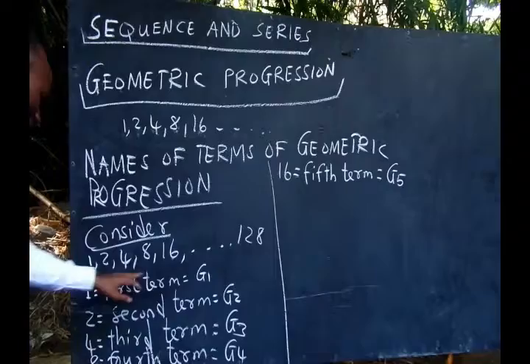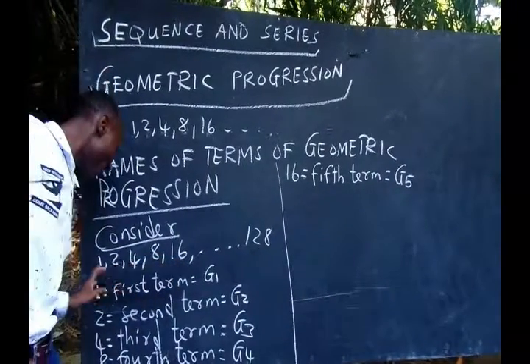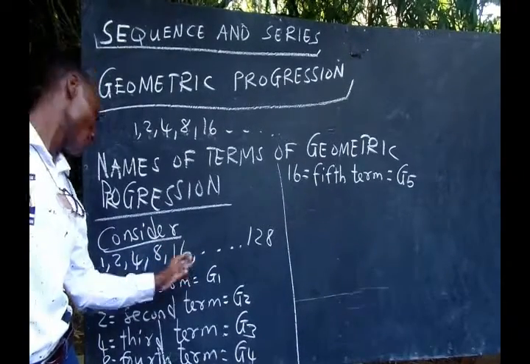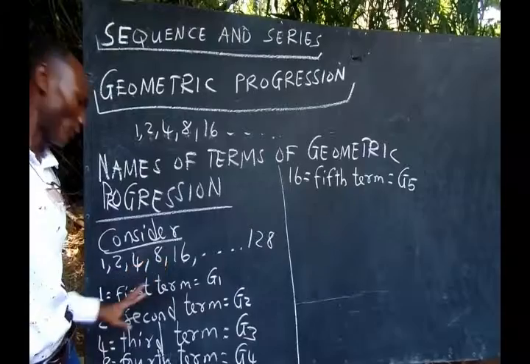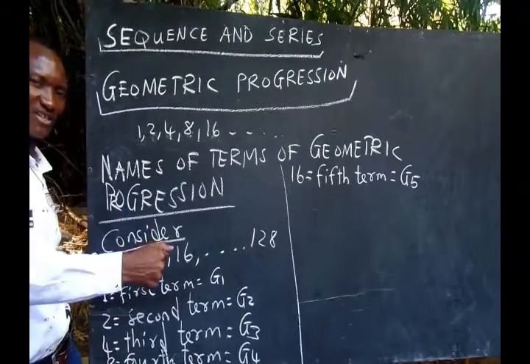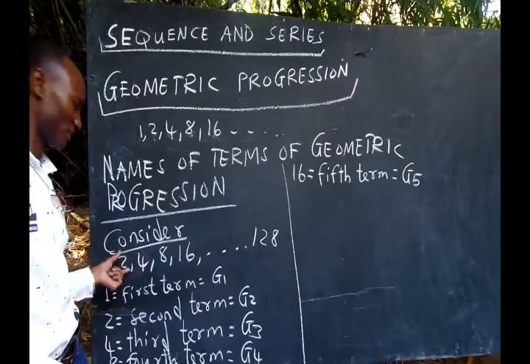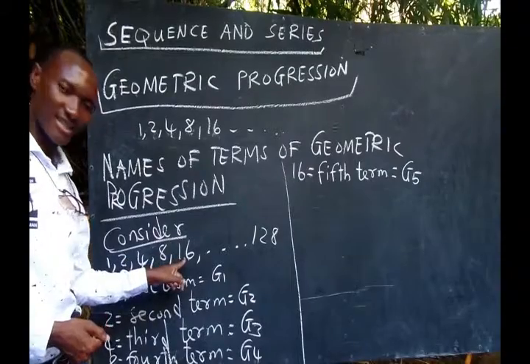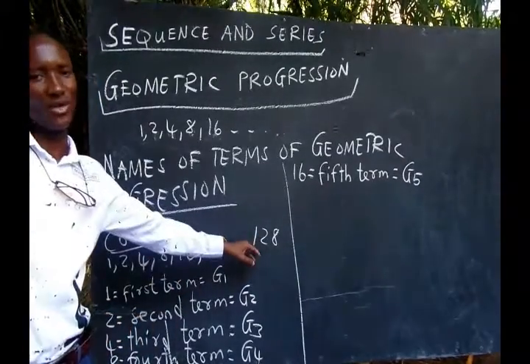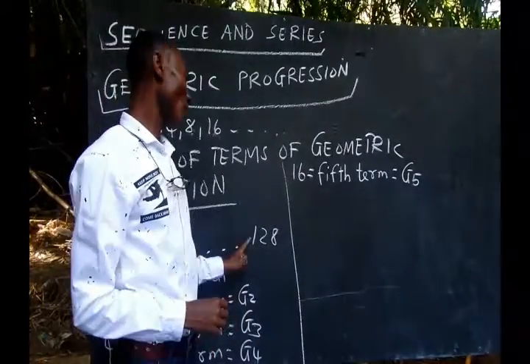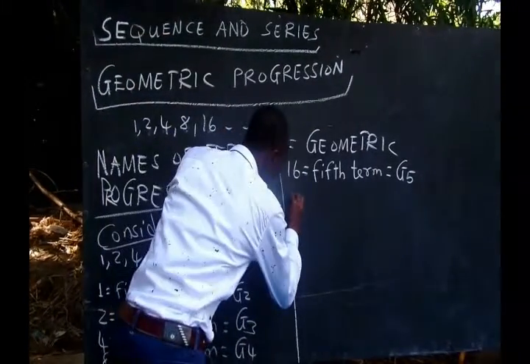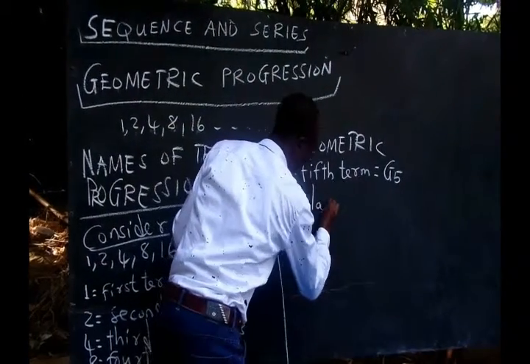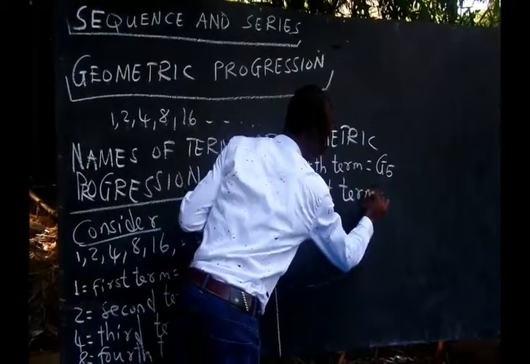So my best friend, names of terms of geometric progression are given depending on the position of a given term. If it is the first, it is called the first term. Second, it is called the second term. Third, the third term. Fourth, the fourth term. Fifth, the fifth term. And this one is the last one. So 128 is called the last term, my best friend.